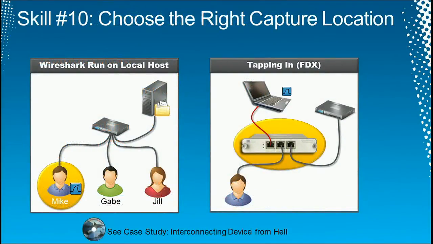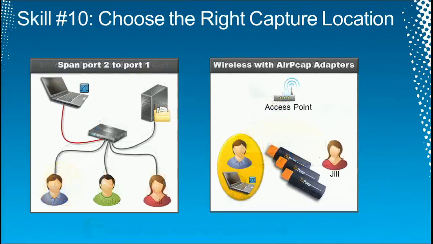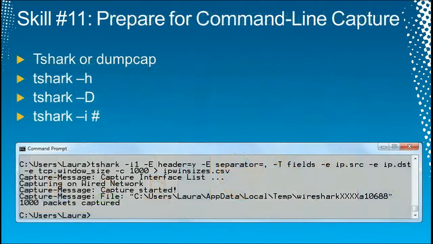Choose the right capture location, as I mentioned before. Be as close to the complaining user as you can possibly be. You could use a full duplex tap right in front of Fred's workstation. That's great. If you do port spanning, just be aware you don't get any MAC layer errors. Switches will not forward that to you. So I like using full duplex taps. Wireless, I showed you AirPcap adapters.